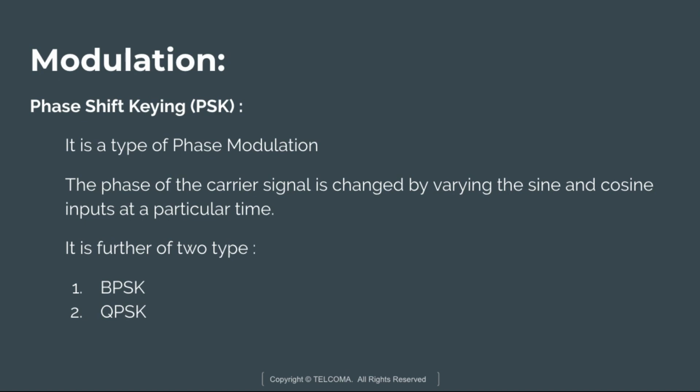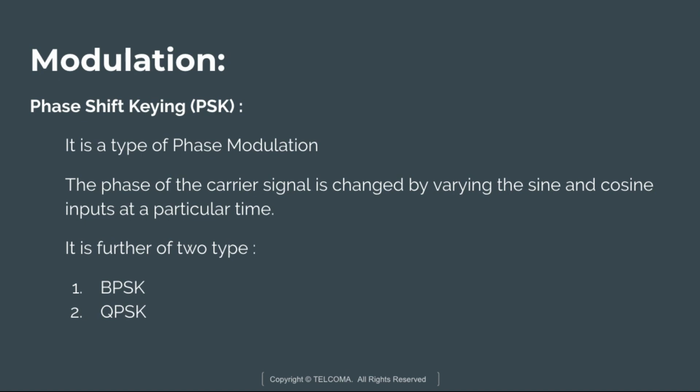Next is phase shift keying. Here it is a key type of phase modulation, and the phase of the carrier signal is changed by varying the sine and cosine input at a particular time. It is further of two types, that is BPSK and QPSK. BPSK is binary phase shift keying and QPSK is quadrature phase shift keying.